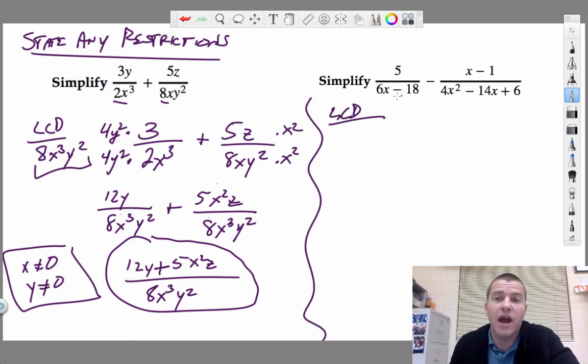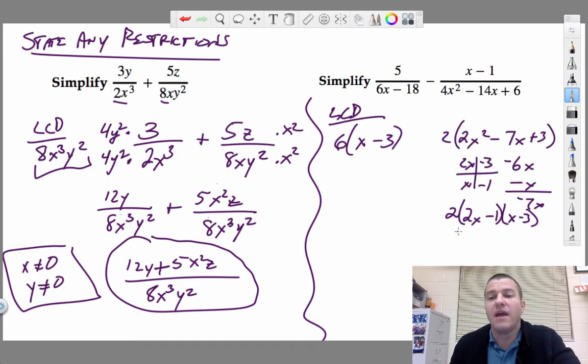So for this next one, I have my denominators as expressions, a binomial and a trinomial. So to find the least common denominator, I'm going to have to factor each of them. So I have 6 that can factor out of this first one, and I get x minus 3. And the second one, I have a 2 that can factor out, and then it factors into 2x minus 1 times x minus 3. So we're getting back into the factoring quite a bit, and that's going to be very important.